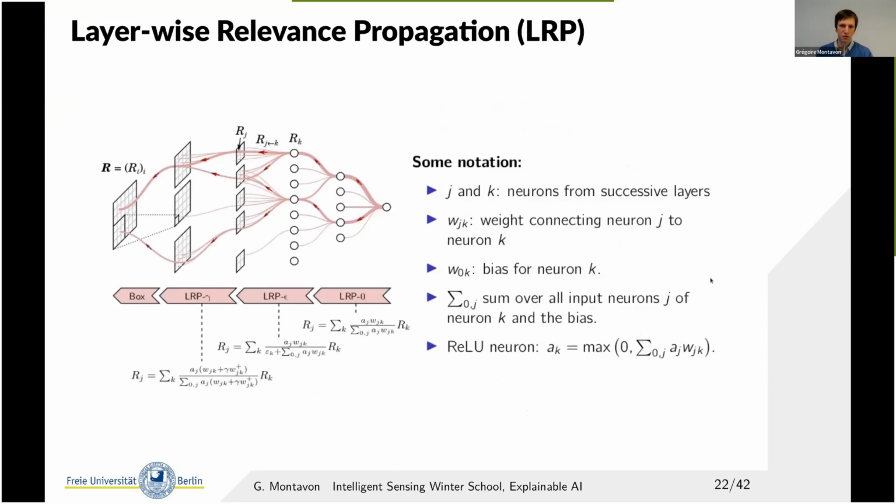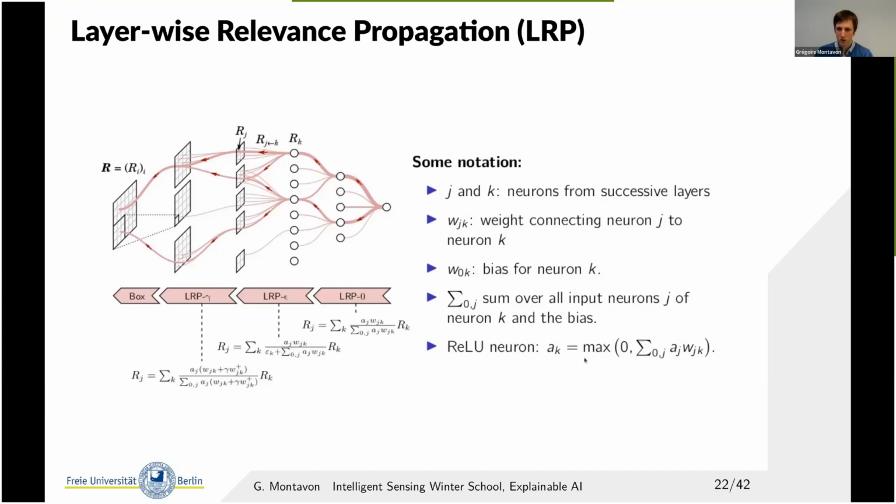And so we have developed a method for that, which is called layer-wise relevance propagation. Basically, it implements this idea of backpropagating from the output of the neural network to the inputs. And here is some notation first. You denote by J neurons in a given layer and K neurons in the next layer, and W_JK the weight between two neurons of two different layers.